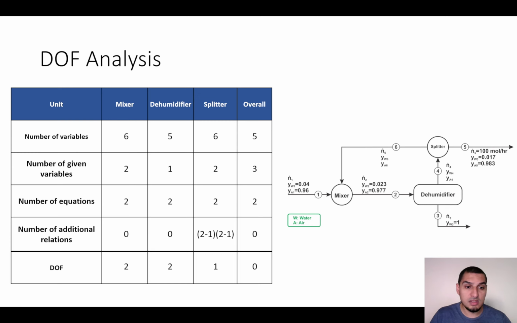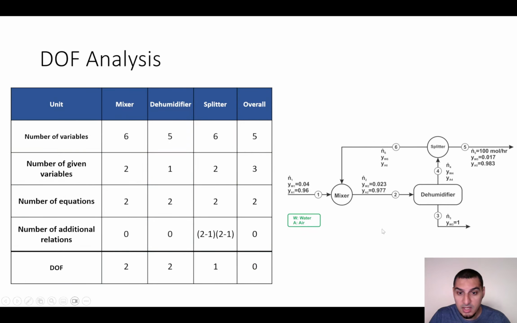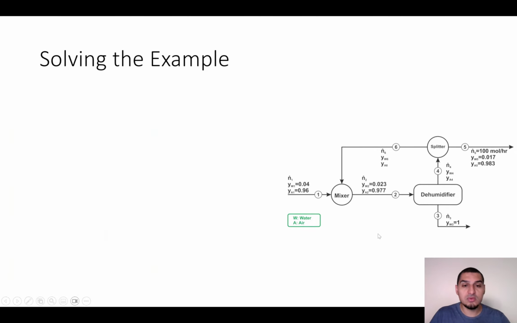So for the overall loop, let's go back to the table. We have 2 equations, and we have 5 minus 3, so 2 unknown variables, which are n1 and n3. So we want to calculate n1 and n3. We have 3 equations, and we need to pick 2 of them. The 3 equations are the total balance, the balance on water, and the balance on A. For the total balance, we have n1, n2, and n3, so n5 and n3. So n1 and n3 are unknowns.